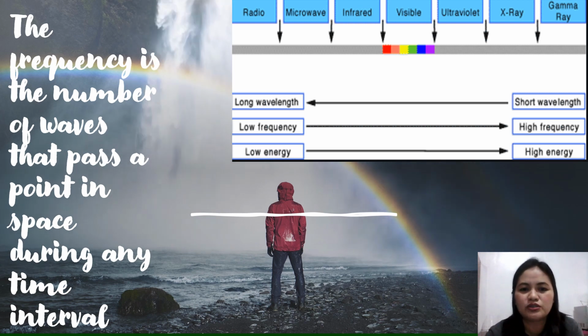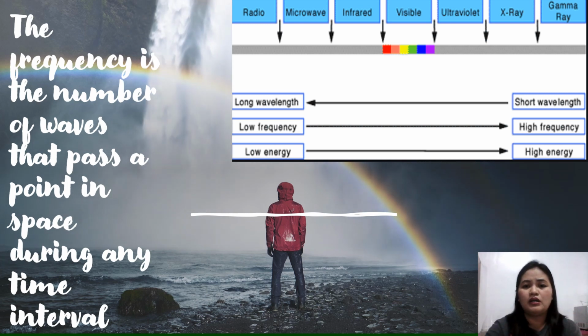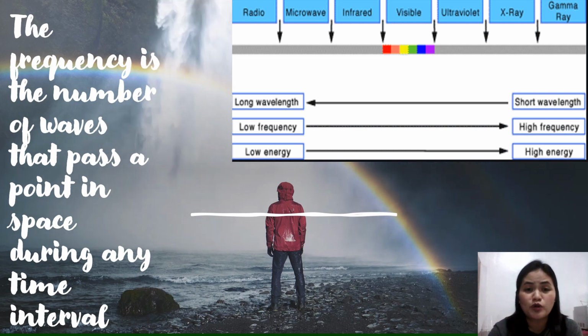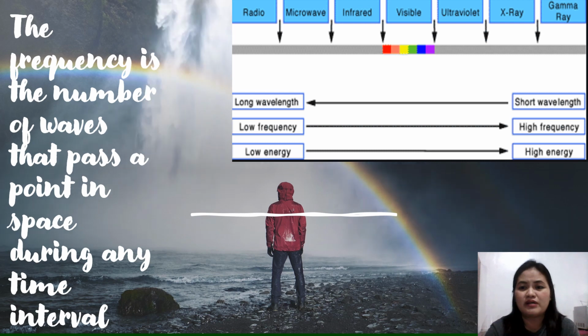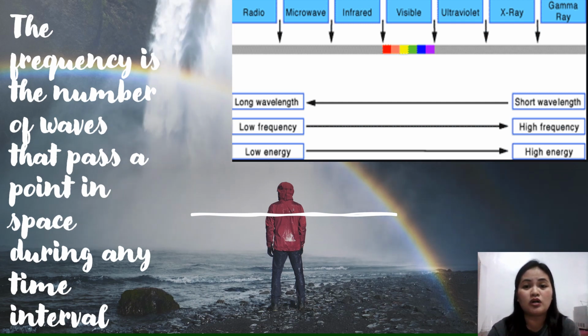Anong sinasabi ng picture dito? We focus on visible light, one member of the electromagnetic spectrum. In your grade 10 science, you will discuss this all. The members of the electromagnetic spectrum, or the components, we have the radio waves, microwave, infrared, visible light, ultraviolet or UV, X-ray, and gamma ray. But in this grade 8, we focus on visible light, which has the rainbow colors as the components.